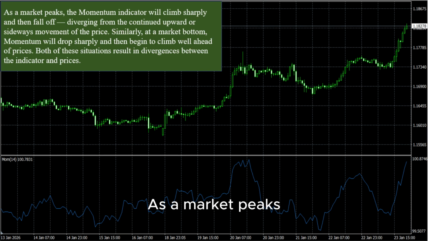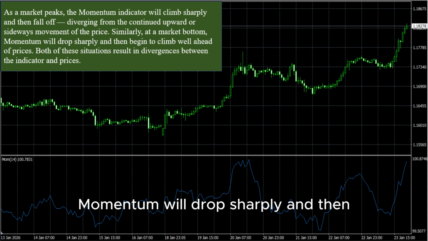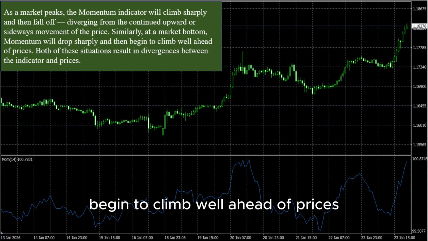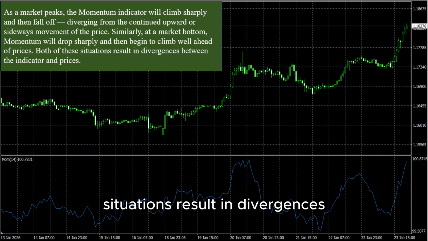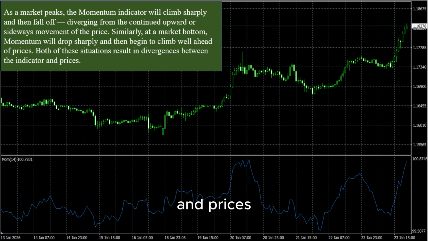As a market peaks, the momentum indicator will climb sharply and then fall off, diverging from the continued upward or sideways movement of the price. Similarly, at a market bottom, momentum will drop sharply and then begin to climb well ahead of prices. Both of these situations result in divergences between the indicator and prices.